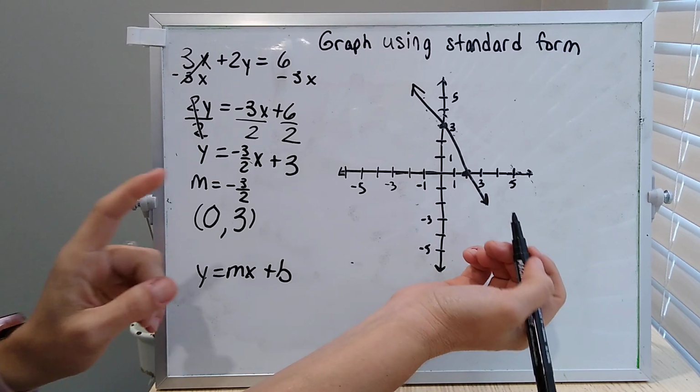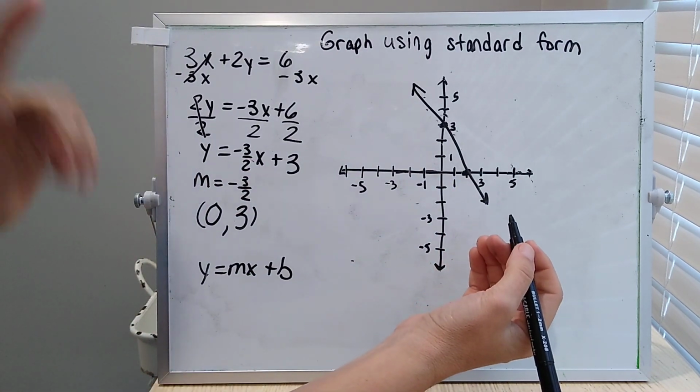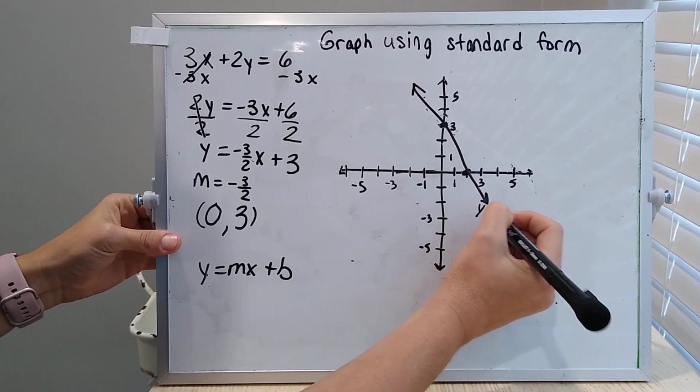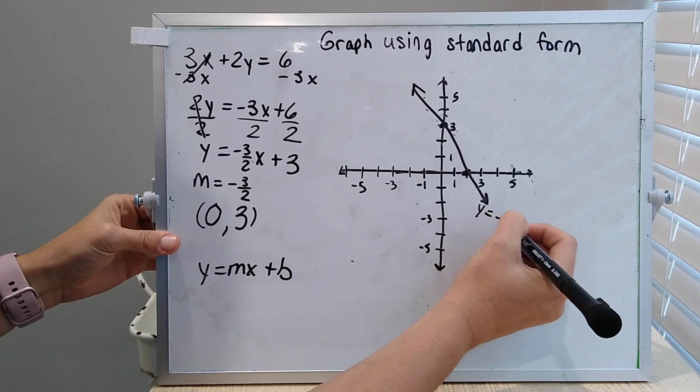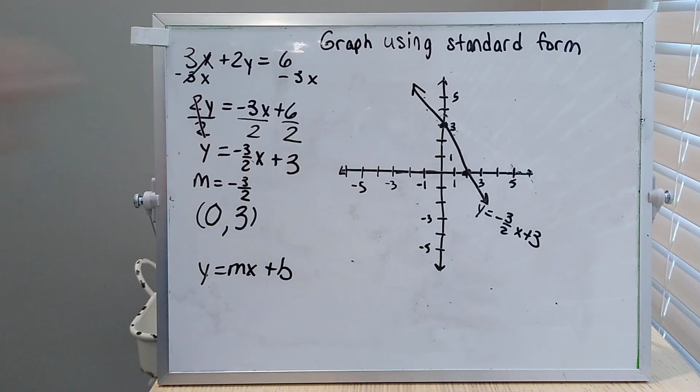Now typically what we want to do along with our graphed lines is to put our equation with it, our standard form equation. So y equals negative 3/2 x plus 3, and that's what you would get.